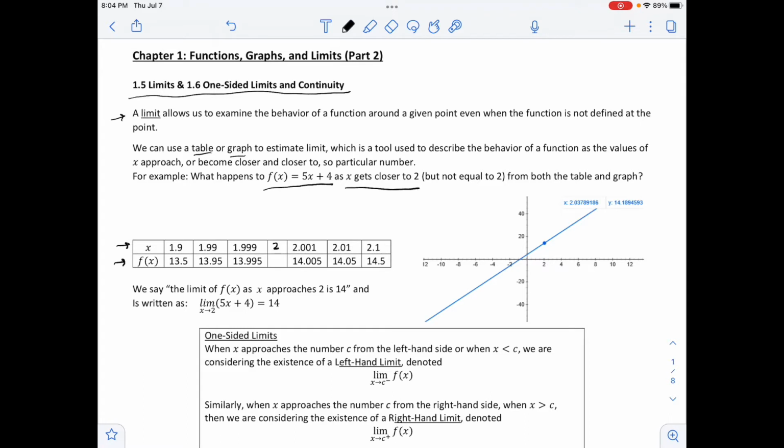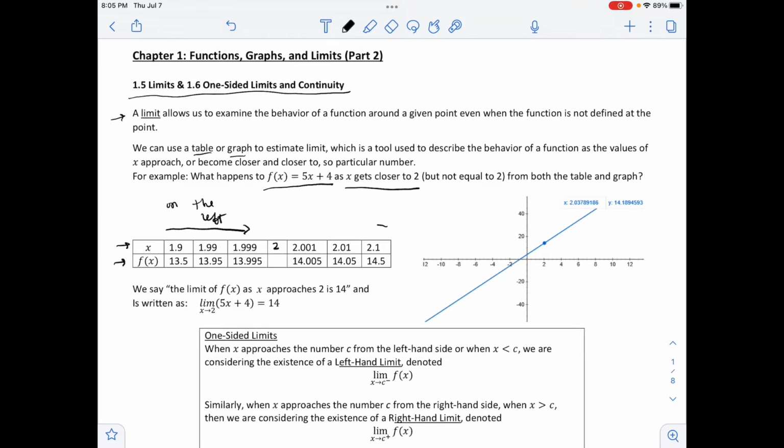And we are approaching 2 on the left side. So this is approaching 2 on the left. This means that we are getting closer and closer to 2, but on the left side, which is a little bit smaller than 2 if you think of a number line. So we have 1.9, and then to get even closer to 2, we say 1.99. Even closer, we say 1.999.